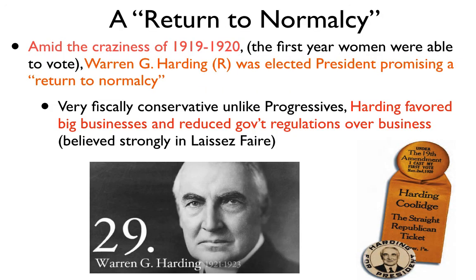And we'll talk about this lastly. After all of this chaos at the end of World War One and in the transition after it, in the election of 1920, the first year that women actually could vote, Warren G. Harding gets elected president, promising a return to normalcy. And we'll talk about his presidency tomorrow.